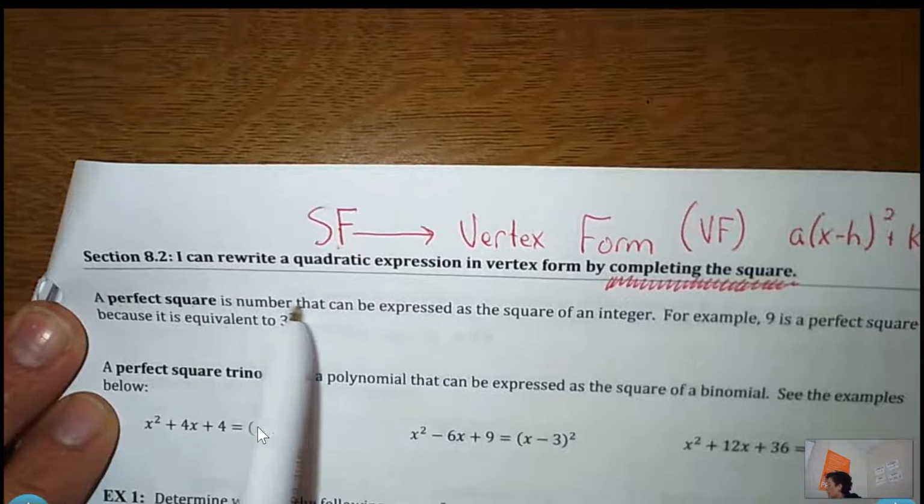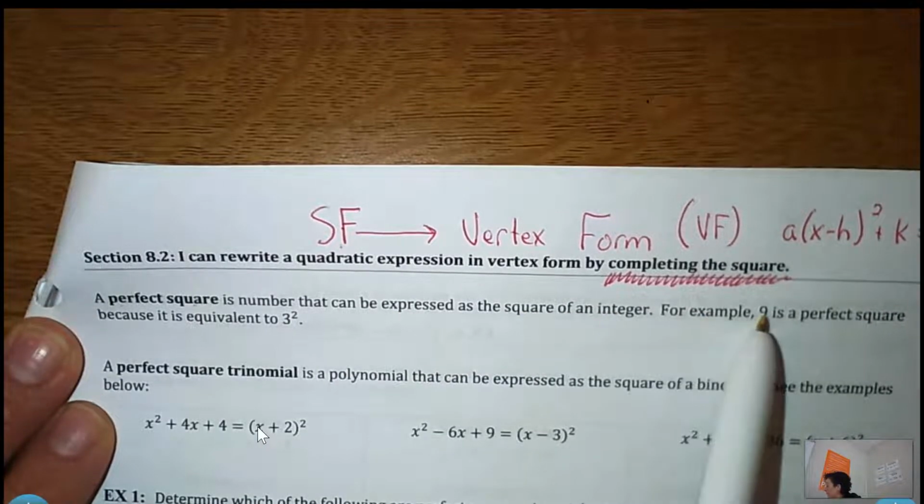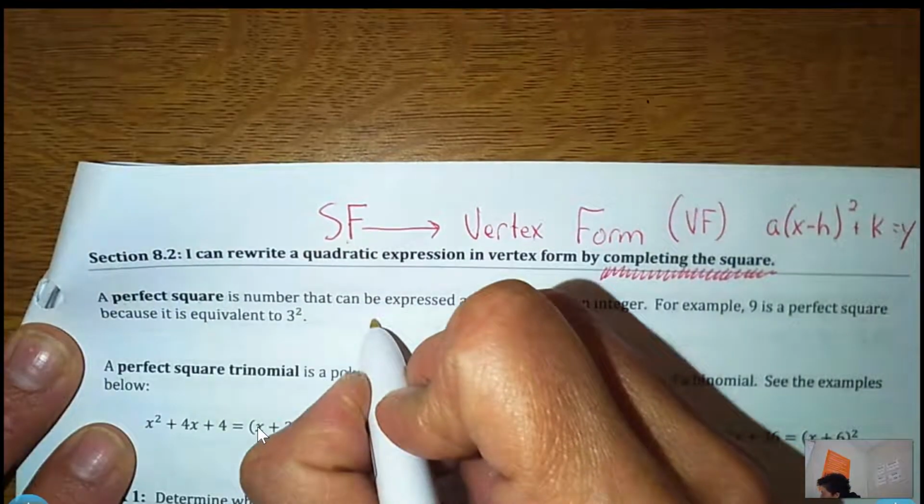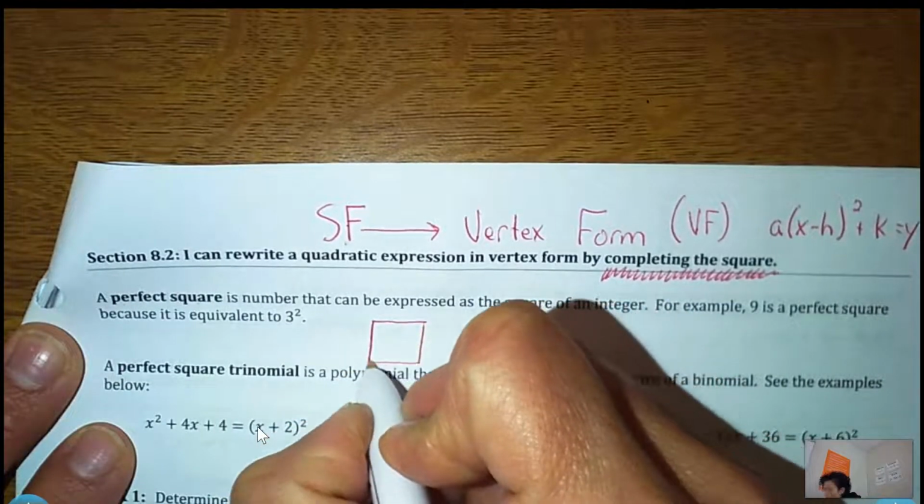So let's start with this. A perfect square is a number that can be expressed as the square of an integer. For example, 9 is a perfect square because it's equivalent to 3 squared. So let's actually talk about why it gets the name square. So imagine this is a square.